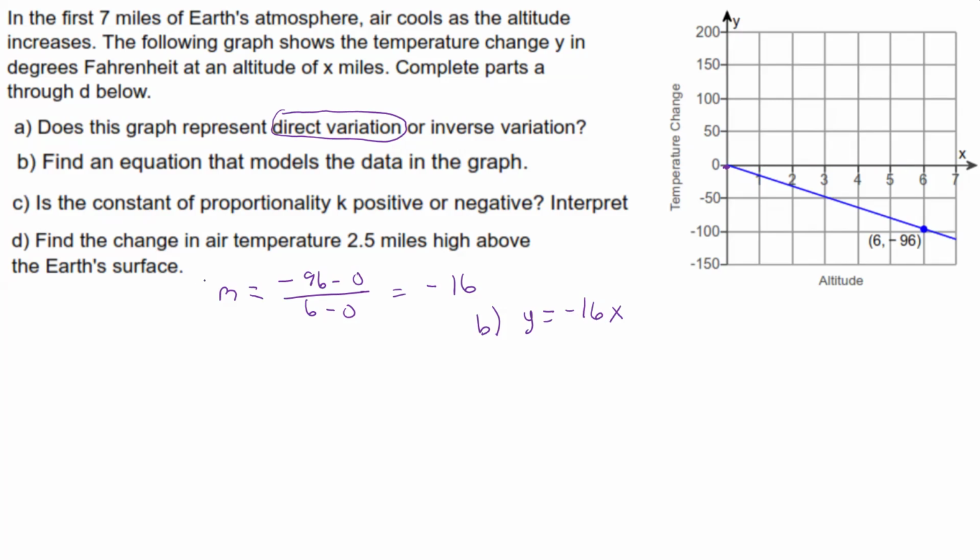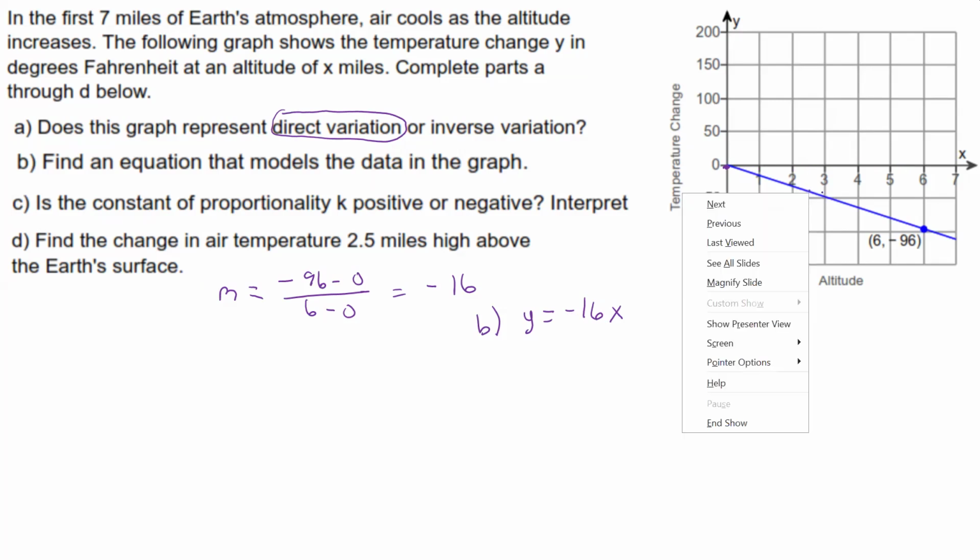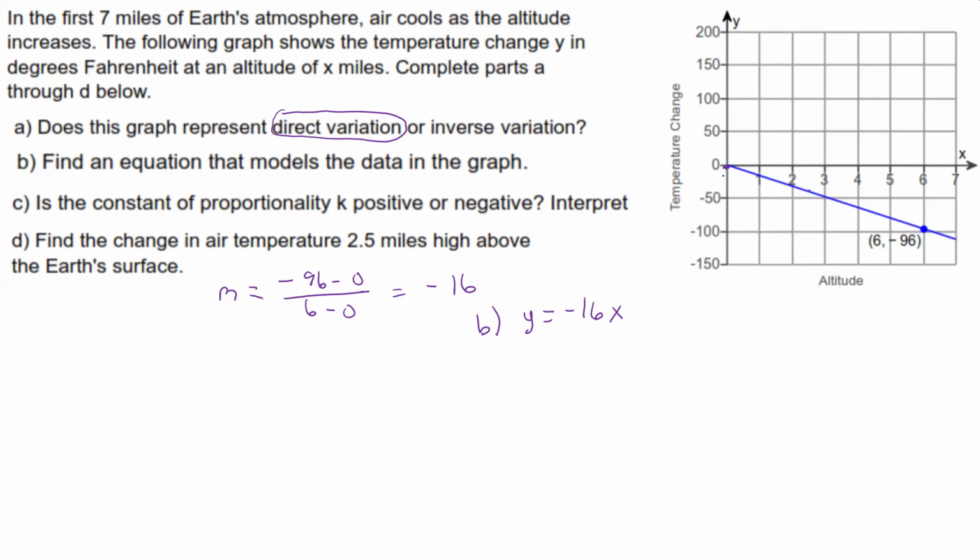And find the change in air temperature 2.5 miles high above the Earth's surface. Well, 2.5 is here, so that's going to be where we're at. So what is that going to be? I don't know, one, two, three, maybe a four. So it's going to be a drop of 40 degrees in temperature. I guess this is in Fahrenheit. So a drop of 40 degrees Fahrenheit.